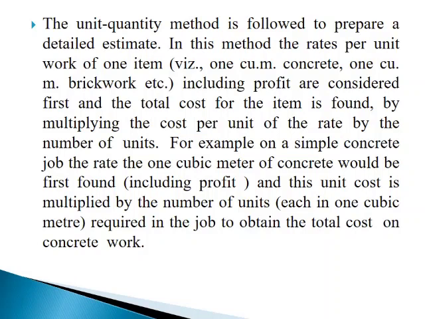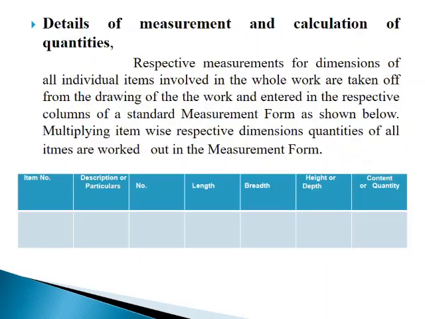For example, on a simple concrete job, the rate of 1 cubic meter of concrete would first be found including the profit. Then the unit cost is found out, and this unit cost is multiplied by the number of units. We multiply by cubic meters, because all this work is required in cubic meters for this job, to obtain the total cost of concrete work.